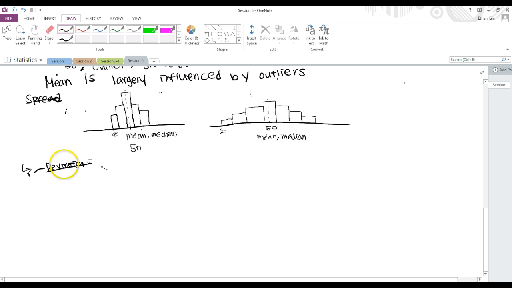Deviation, in plain English, means how far away you are from the norm. Norm here means the mean, right? And mean is represented by x bar.